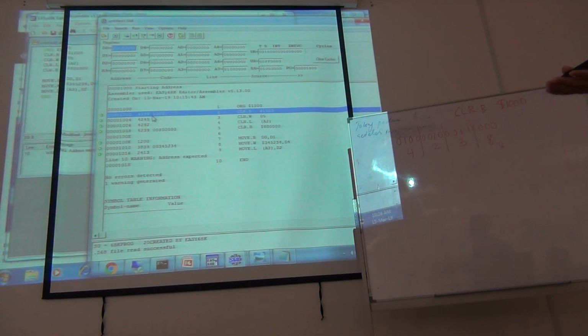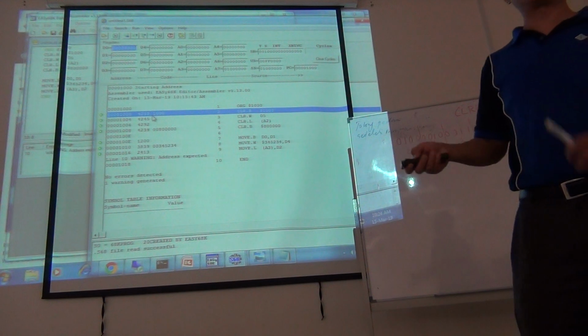But how? You need to know how to read the datasheet. This command is this one. For the move command is this one. Move.w is this one. And move.long is this one.